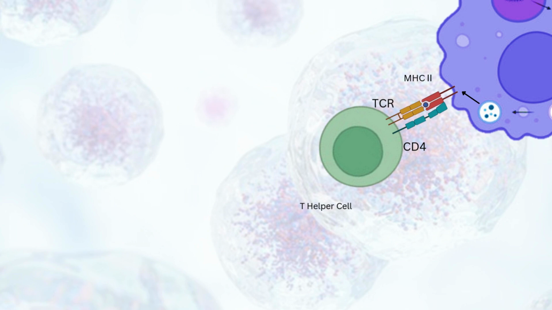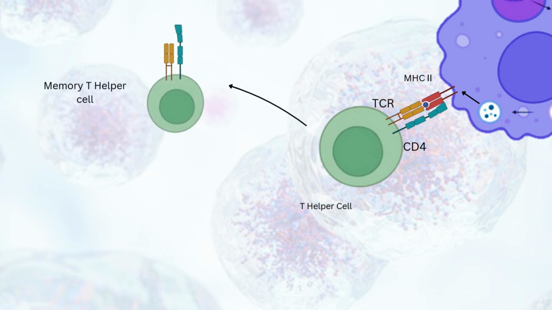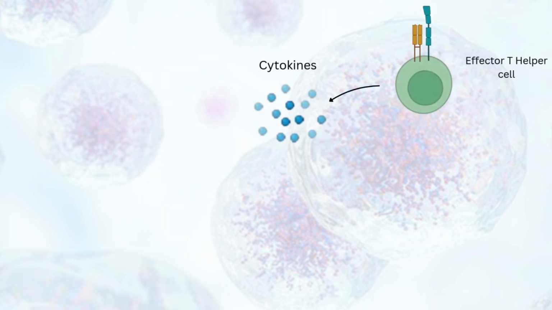Activation of the T helper cell can result in either the production of memory T helper cells, providing a much heightened immune response when the body encounters exposure to the same antigen, or the production of effector T helper cells, which cause the release of cytokines. These cytokines can lead to the activation of B cells.